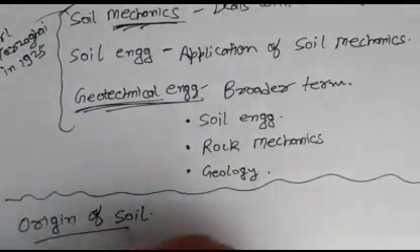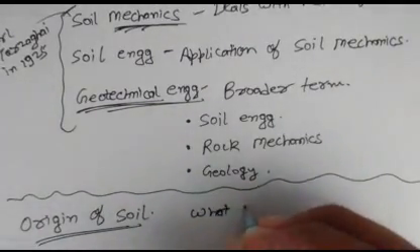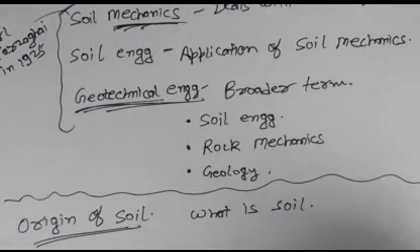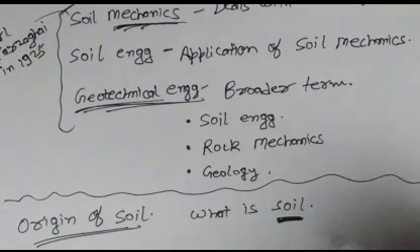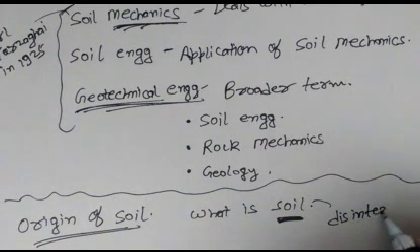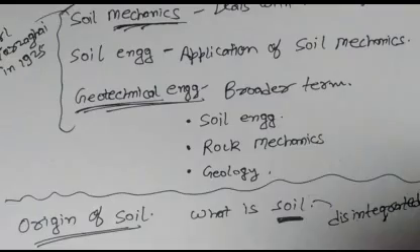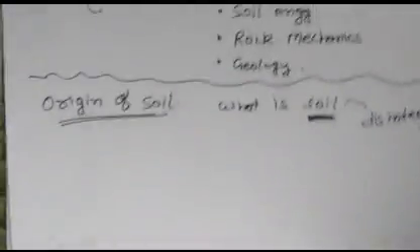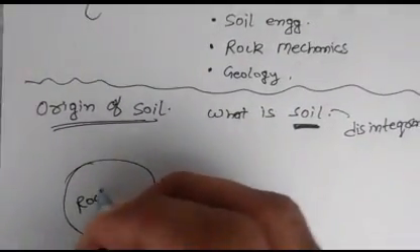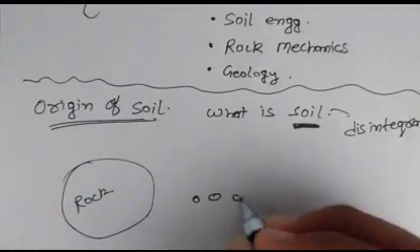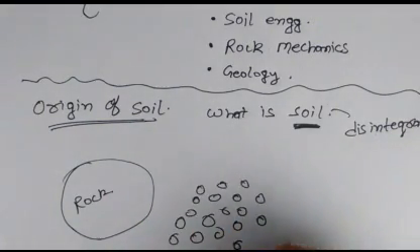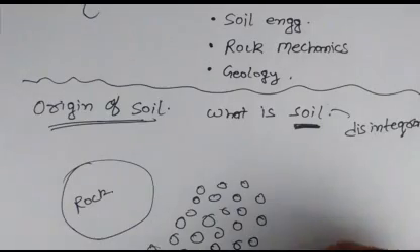Origin of soil. Question arises, what is soil? We need not complicate it. If I give you a simple definition of soil, it is just disintegrated rocks. Let's say like this, I have this rock, just for example, and if this disintegrates into smaller pieces, in broad terms I can call it a soil. This is just a disintegrated rock.